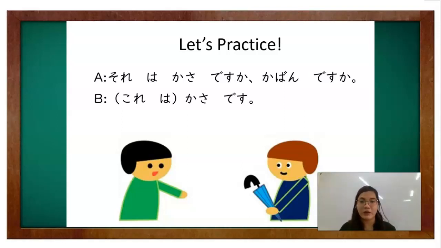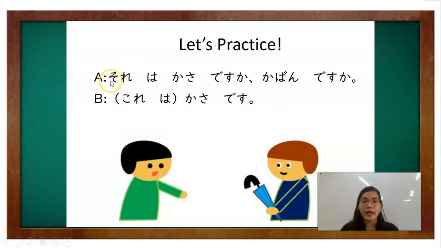That is the literal meaning of kasa desu ka? Kaban desu ka? In English, sore wa kasa... In Japanese, this is sore wa kasa desu ka? Kaban desu ka? In English, this means: is that an umbrella or a bag? Then you will answer, this is an umbrella, or this is a bag. It is the same process in Japanese; that's how you will answer.